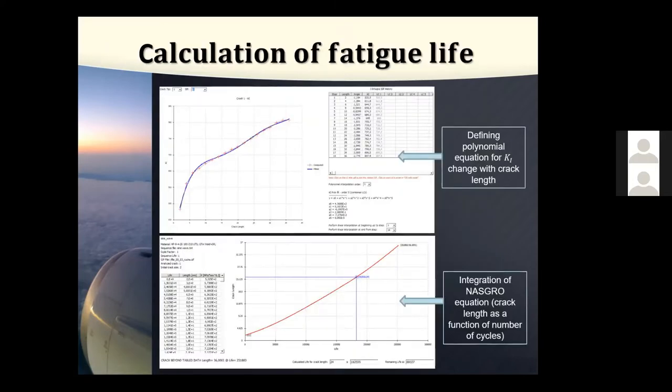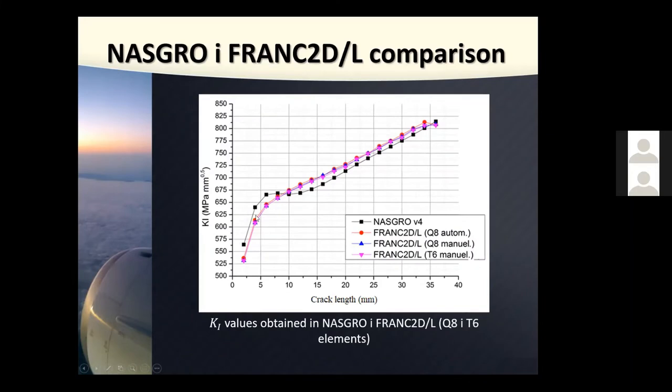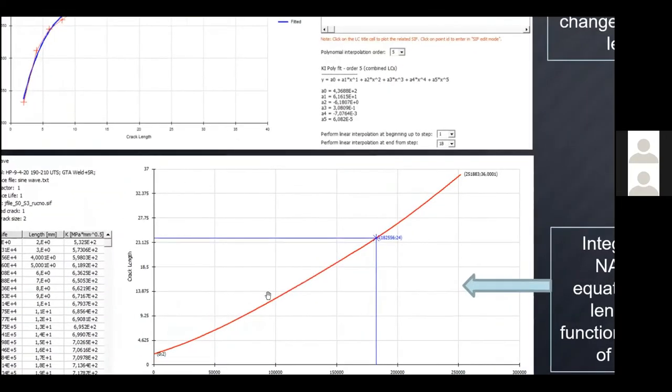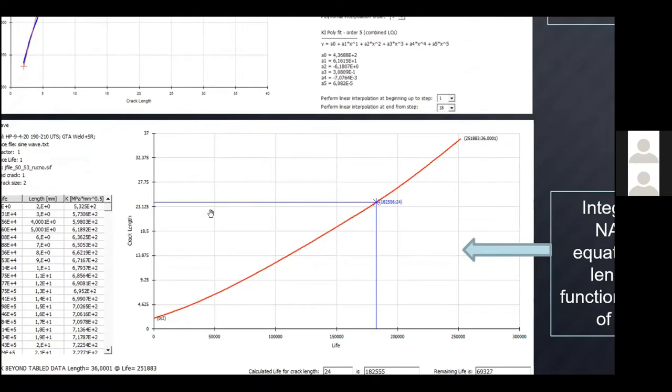What was then the next step in the evaluation of fatigue life? You can see on this slide the shape of the change of K1 values. The next step was to find the polynomial equation of this change using a fifth or sixth degree polynomial, and then to integrate the NASGRO equation to get the crack length as a function of the number of cycles. Maybe it's not visible here, we'll try to zoom in. For example, to reach a crack length of 36 millimeters, the estimated number of cycles was 25,000 cycles.